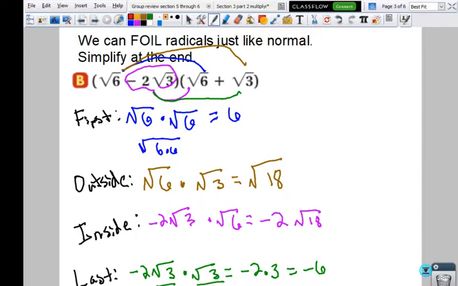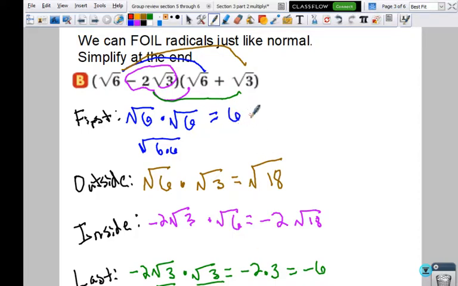Okay, so last time we did FOIL, we had to combine some like terms, and it was pretty much always the ones in the middle, right? It was always these two. This time around, it's a little different. I can't just do the ones on the inside every time.